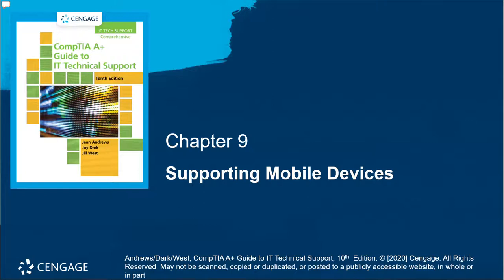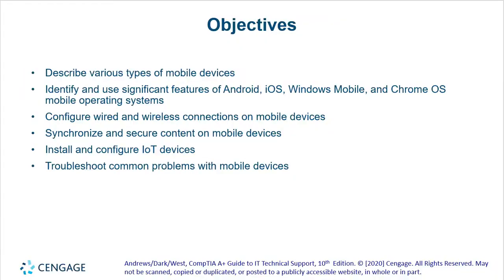Hello everyone, we're back with video 2 from chapter 9, supporting mobile devices. We went over in the first video the types of mobile devices and the operating systems with them. In this next video we're going to do the wired wireless connection, synchronization, and securing on mobile devices. So we're going to look into that.